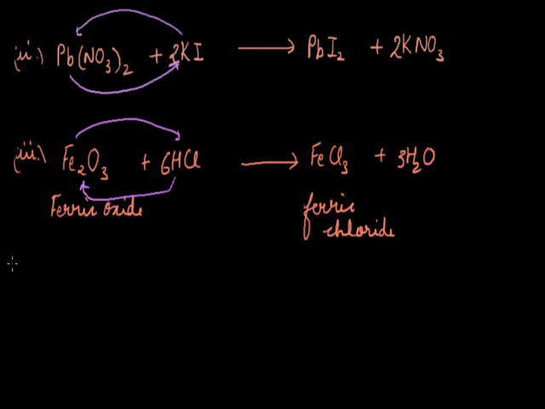Precipitation reaction is sometimes also called aqueous metathesis. One more example we can take: the reaction of BaCl2, that is barium chloride aqueous solution, with copper sulfate solution. Or we can also take sulfuric acid here. It can also react.